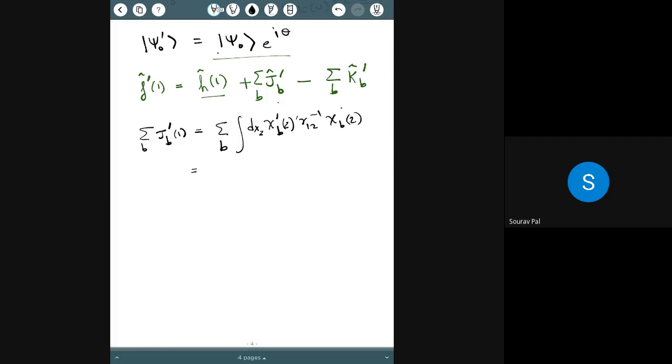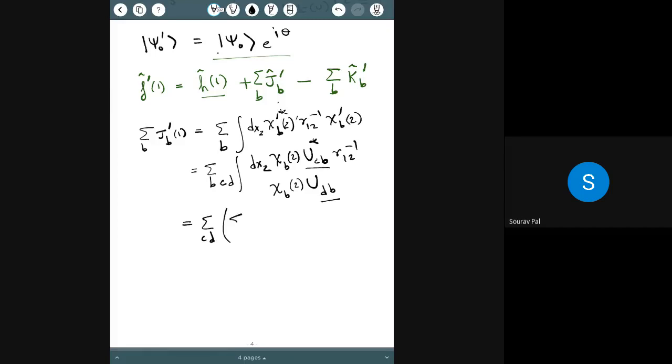And these are now new orbitals, so we write them explicitly. Let's say sum over C, now there was a star here, so this is U_CB star. Then you have r12 inverse, and that is now, let's say, sum over D, chi_D(2) U_DB. Okay. Then we take these two out and then sum them over B. So you have sum over C, D, sum over B of U star CB, U DB.